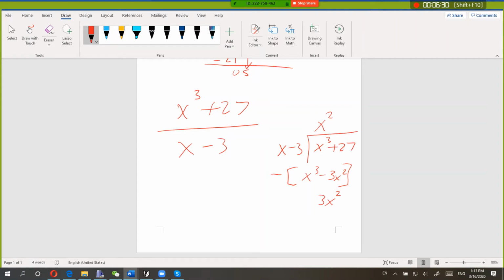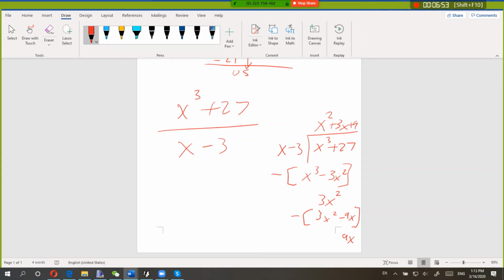In order to get 3x squared, I would have to multiply x by 3x. So this is plus 3x. 3x times x minus 3 is 3x squared minus 9x. So if I subtract that from what I had originally, I'll get 9x from my next term. In order to get 9x, I'd have to multiply x by 9.